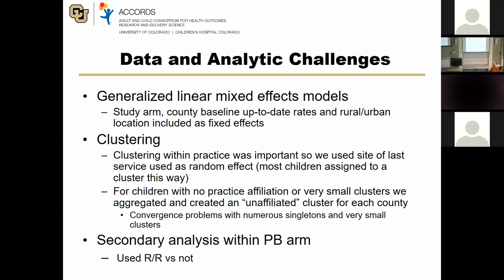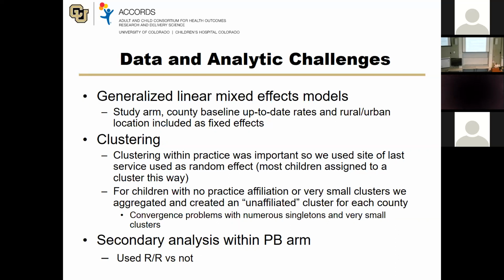Okay, data and analytic challenges. The analytic approaches are fairly straightforward for this trial. We had one major challenge that I want to talk about. We used generalized linear mixed effects models. Our fixed effects included study arm, county baseline up-to-date rates, and urban/rural location, and then we adjusted for clustering. Now clustering, we decided we were going to have to adjust for site of last service. That was what we could get in the CIS database. Most children were assigned to a cluster in this way.